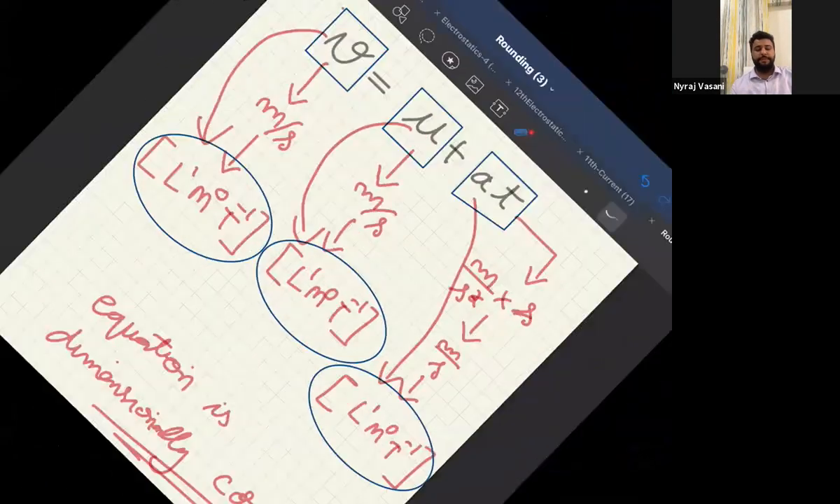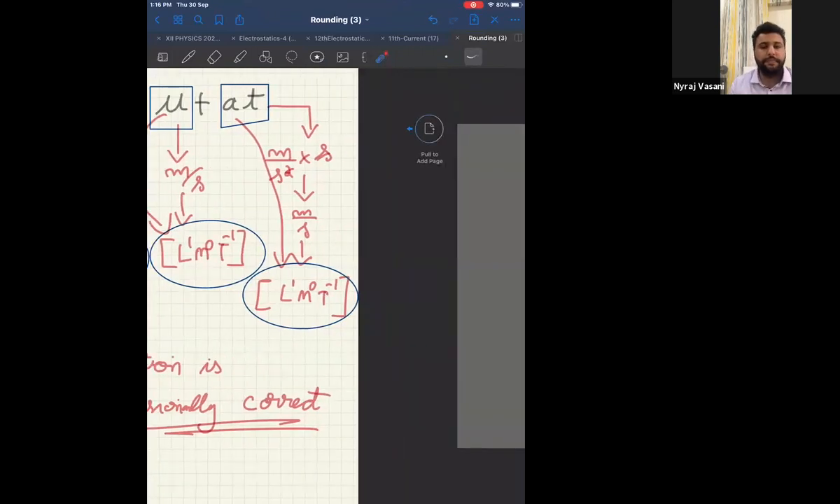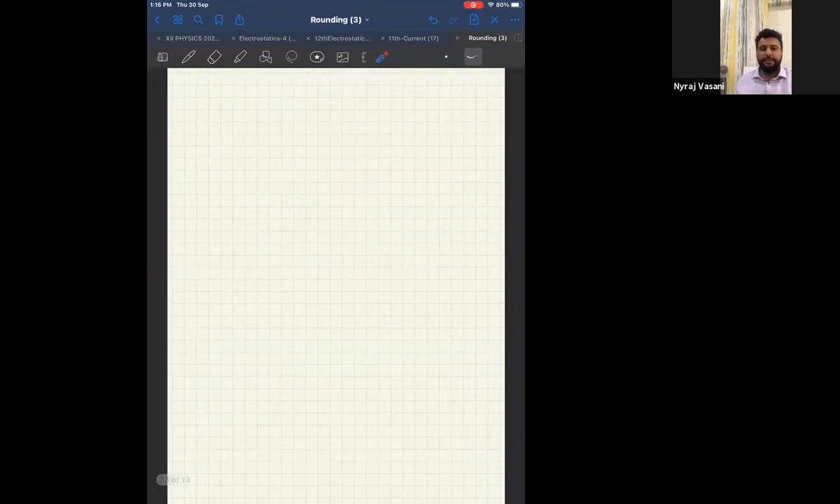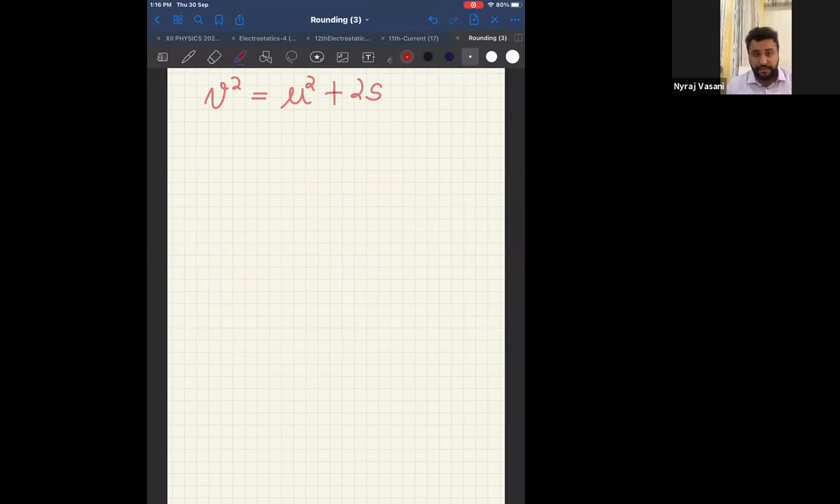Now let us do one more example. Look at the screen. V square is equal to U square plus 2S. This is the equation they have given, and I have to find out whether this equation is dimensionally correct or not. V stands for final velocity, U stands for initial velocity, and S stands for displacement.